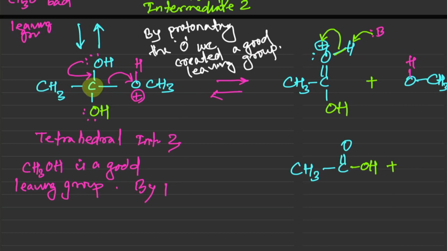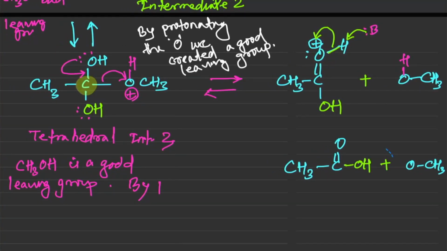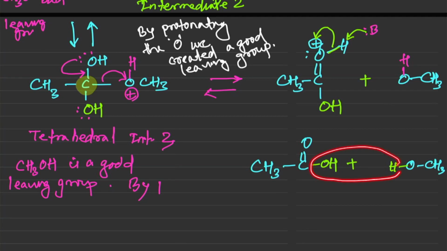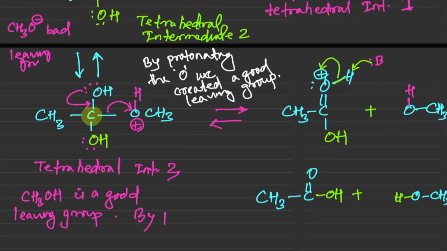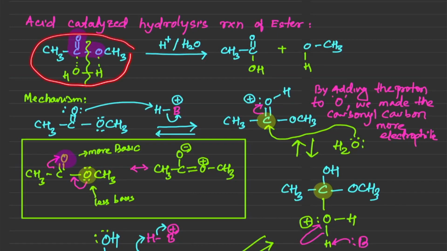OCH3. I'm trying to color code properly. And I'll add the hydrogen here. Okay, so OH. You notice this OH and H basically come from water. So where you have broken this bond, your OH and H get added from water.